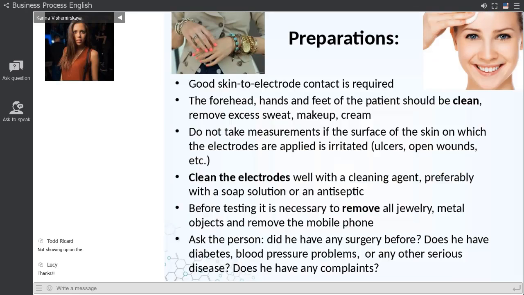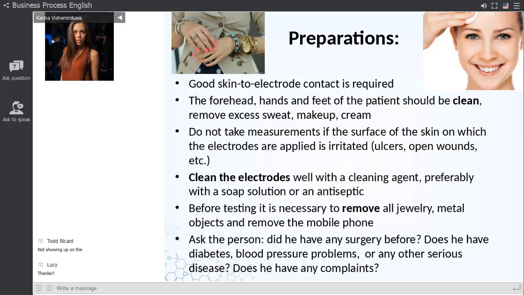Some other important preparations, what should be done right before you run the test. The skin to electrode contact should be very good. So what does it mean? The forehead, hands, and the feet of the patient should be clean. Remove the excess sweat, makeup, and different creams. The person should be clean of all of this.